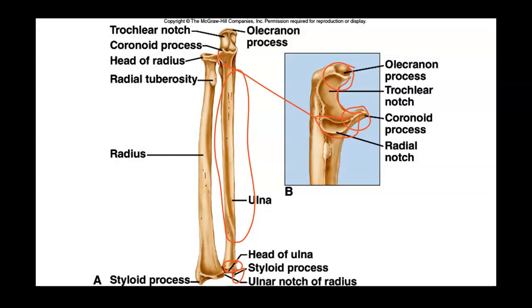Now coming on over to the radius. The radius is going to be easy to identify because it has a circular head, and circle is radius. We have a radial tuberosity. That's just a bony projection coming off of the radius. You have the body of the radius, which is that diaphysis. You have the head of the radius, which is that circular section. And then the radius also has a styloid process, which is that pointy projection coming off the bottom of the radius.